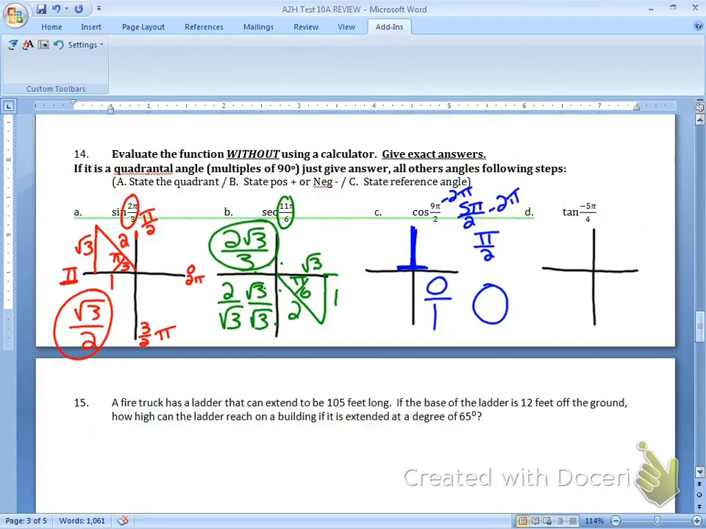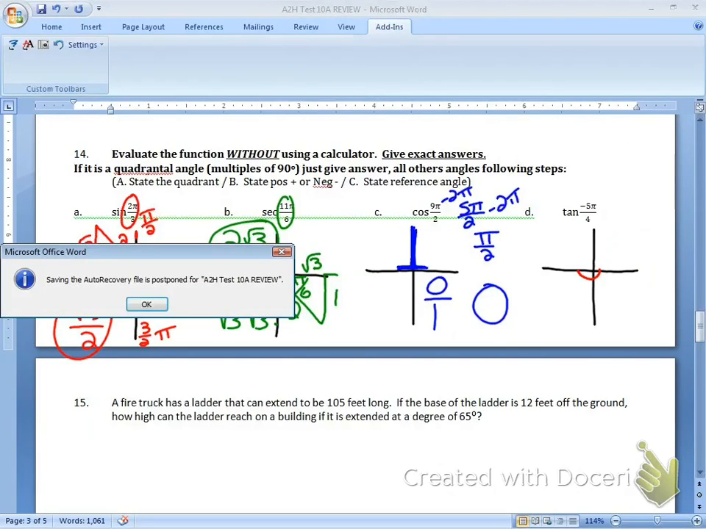And then the last one, tangent of negative 5 pi over 4. This time we're going backwards. We're going clockwise on this one. So 5 over 4, is that greater than or less than 1? It's greater than, so that means we're going to pass the pi and go into the next one.